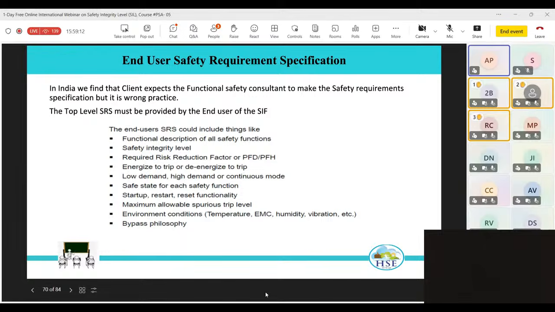Now there are three types of demand modes: low demand, high demand, and continuous. Right now it is low demand. Low demand is basically a demand that comes once in a year. High demand is more than once in a year, and continuous demand is where the demand is there continuously. In the process industry, we can have low demand or high demand. Continuous mode is for batch plants, automotive batch processes like that.